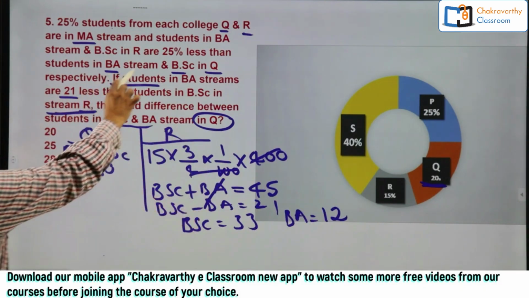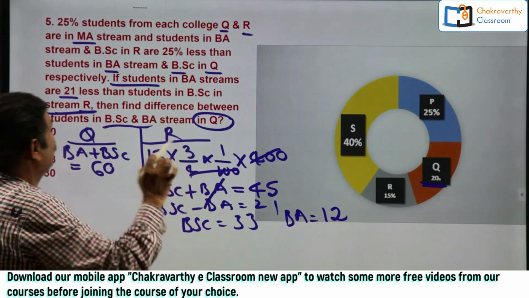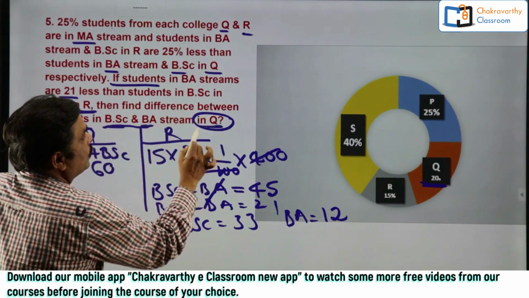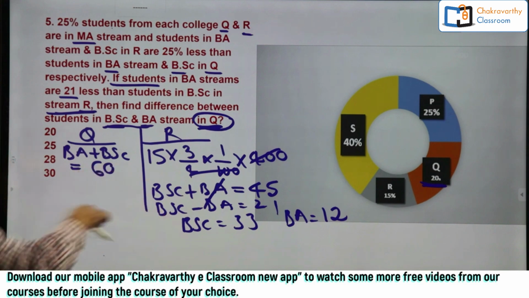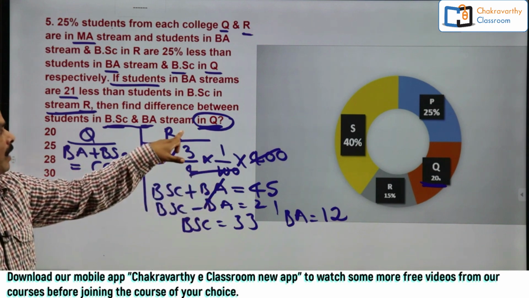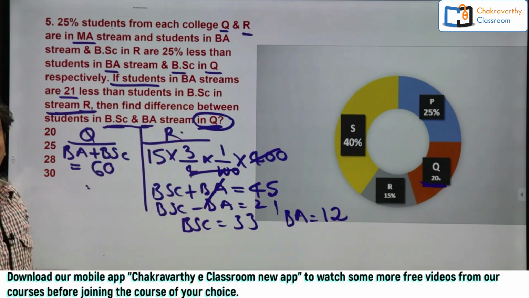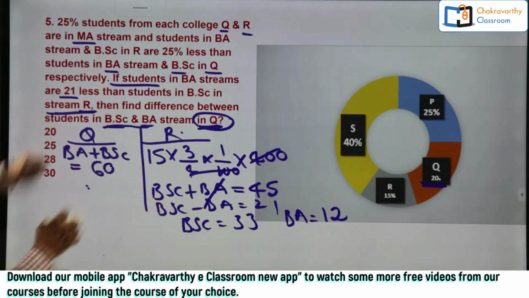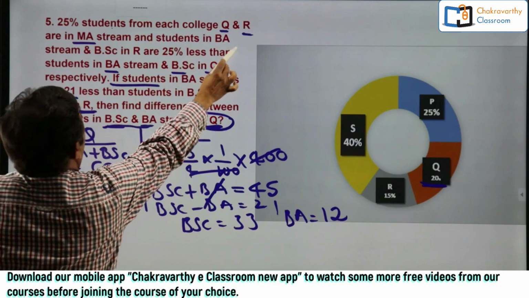Now this clue they have given. Finally my question is based on what is the difference between BSc and BA from Q. But I got the values of BSc and BA from R. Now I need to find out how many are there in Q. How to go for this one? This clue. What is this one here? Just go for this clue here.